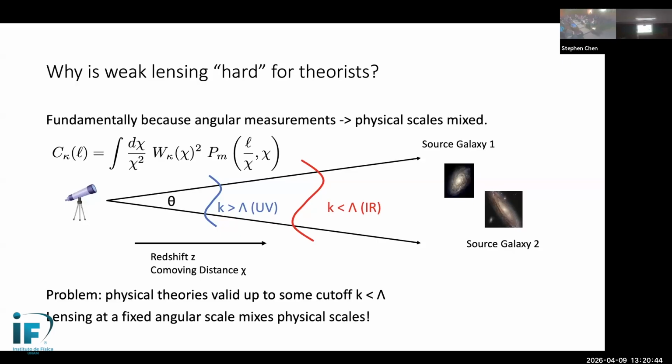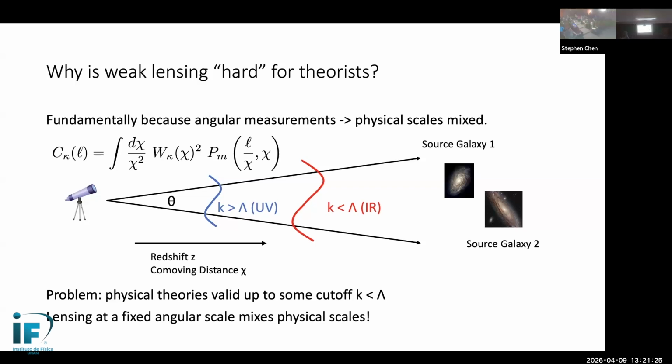Suppose I want to understand the correlation of the weak lensing signal between these two galaxies that subtend angle theta. The problem is physical theories are always valid up to some physical cutoff lambda. So suppose this angular scale subtends this physical scale lambda at some distance chi, which is in the infrared, the long distance regime. When I go to the short distance, to the ultraviolet, this is also picked up by the same integral, just at a closer distance. So naively, it seems quite difficult to model weak lensing in an analytic, first principles way, given that all theories fundamentally only work below some length scale.